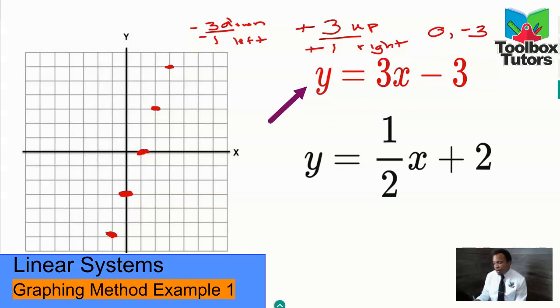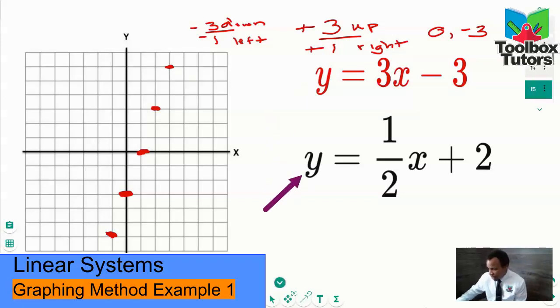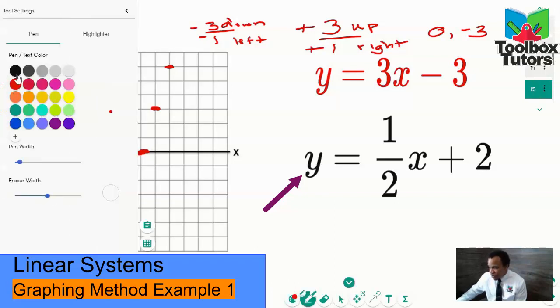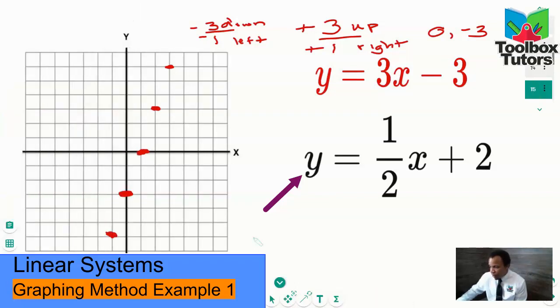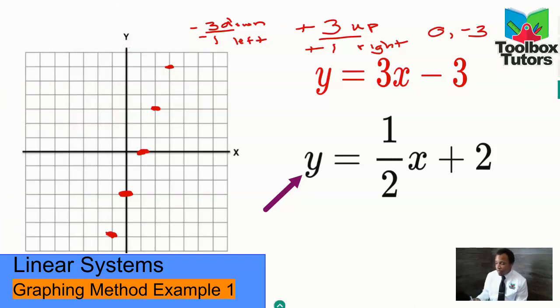From here, what we'll do is graph our second line, y equals 1/2 x plus 2, to find the solution. Now remember, in order to find the solution, what we want to do is find the point where these two lines cross, or where these two lines touch. It's only going to be one single point. So just like when we identified the points on the linear function above, what we'll do is identify these same points using the y-intercept and the slope on the one below.